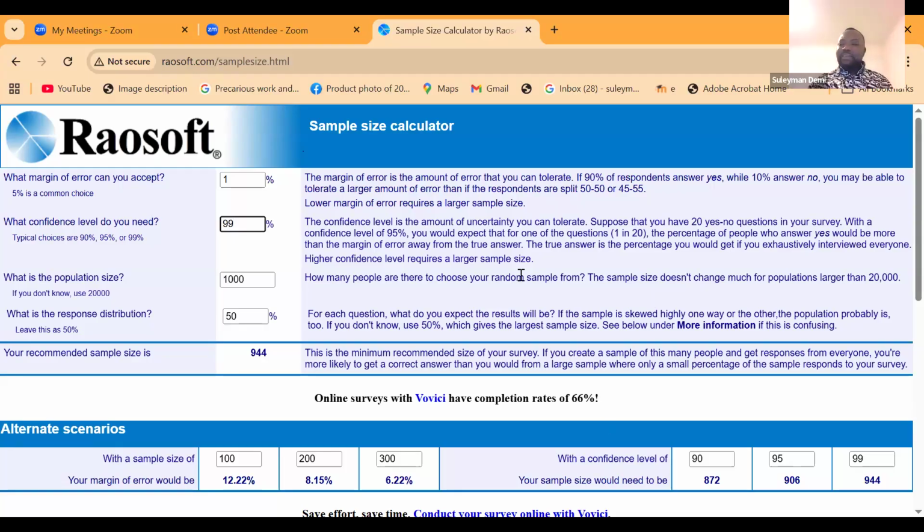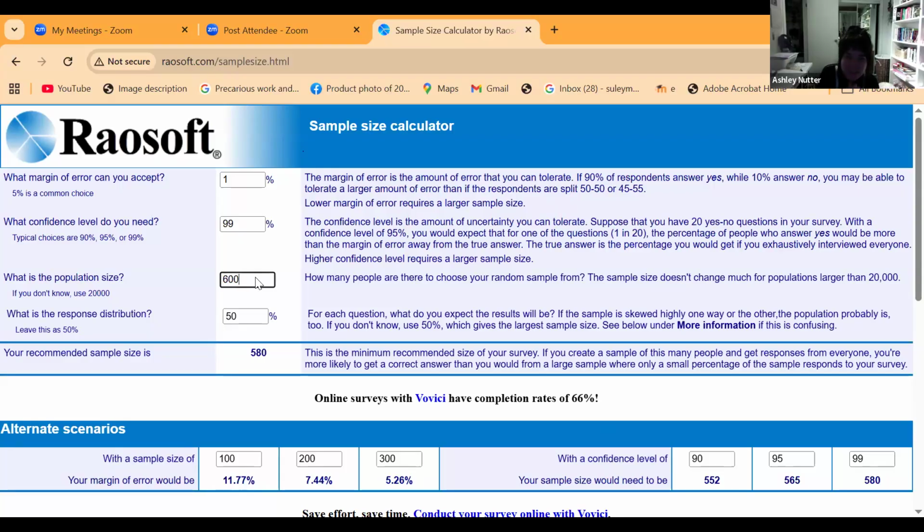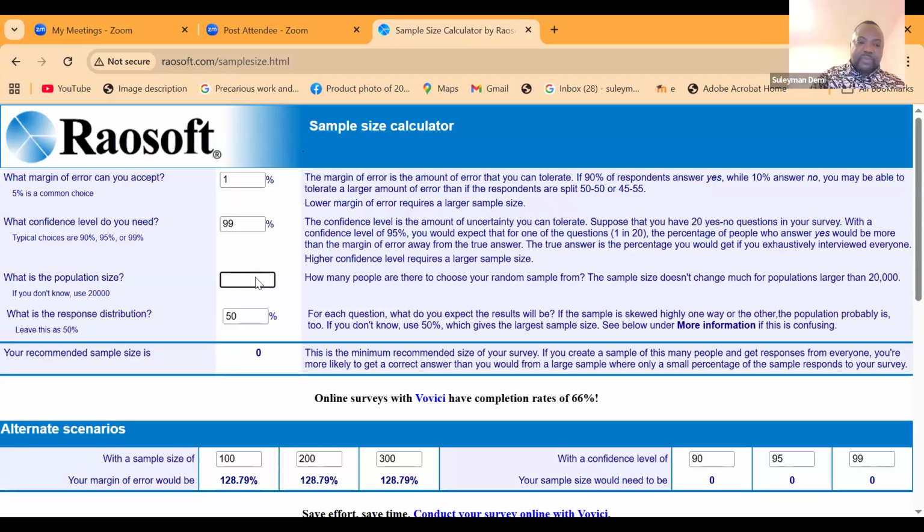Can we try another? Give me any other population size. What if we do 500 and then we do the margin of error at 10%? Okay, good. So really 500. Yeah, sorry, 500, right?